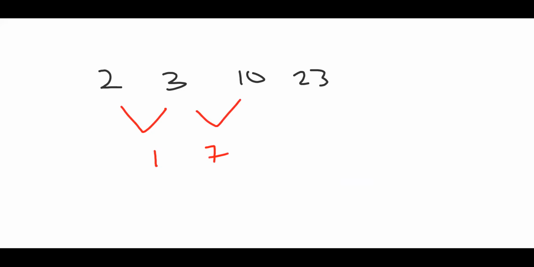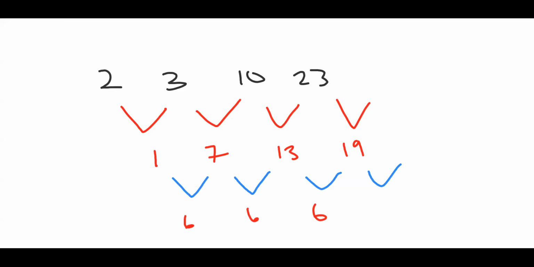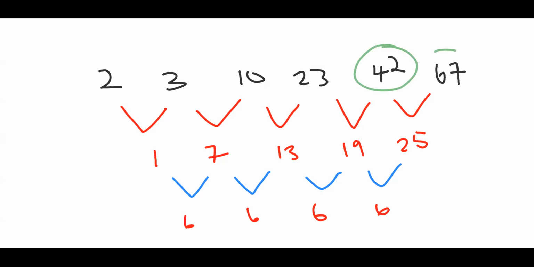2, 3, 10, and 23. Let's see what's the pattern here. 1, 7, and 13. Okay. Since we're increasing by 6 each time, the first differences will be, let's try and do this quickly, 19 and 25. Which means that those terms on top are going to be 42 and 67. So here are your answers, 42 and 67.